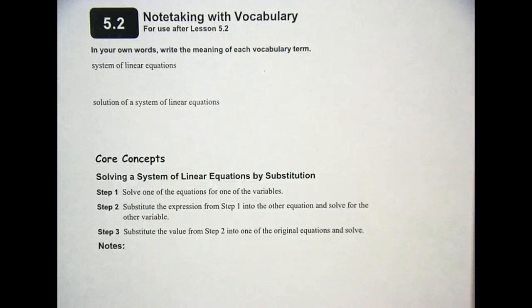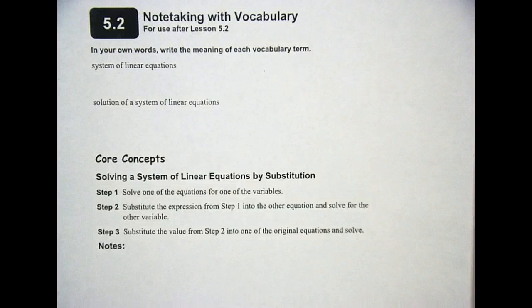Hey, today we're going through 5.2 in our Big Ideas book. Before we start that, I want you to review with your neighbor, remind them what a system of linear equations means, and then remind them what the solution of a system of linear equations is. Okay? Go back and review that real quick.